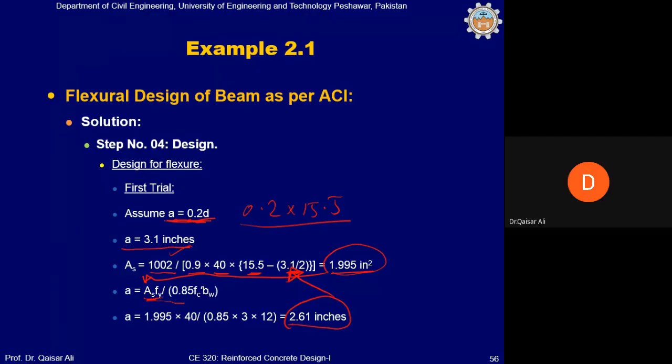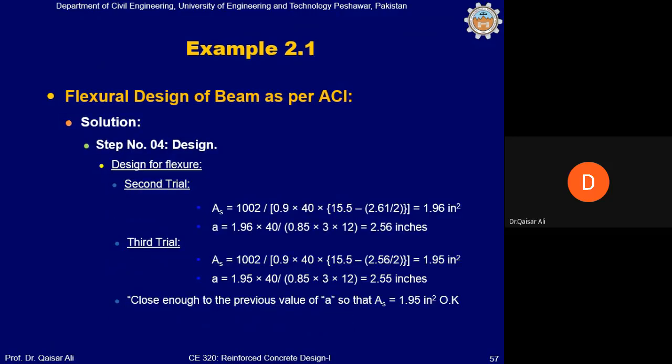Okay, we will see now your values, whether they are correct or not. After the second trial, the As comes out to be 1.96. In the third trial, the value comes out to be 1.95. We have not taken the two more digits, 1.9573, because you will see when we will be trying to calculate the number of bars that 2 digits will be more than enough, because finally we will be making a lot of approximations, as you will see in the next slides.